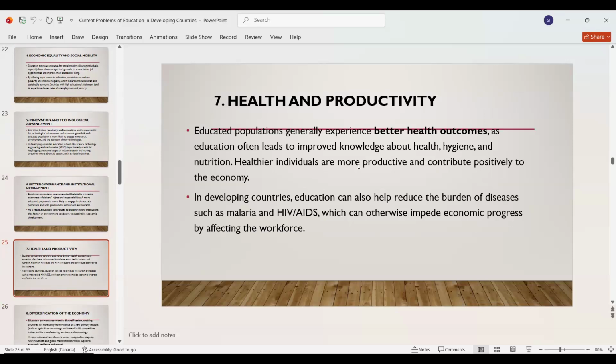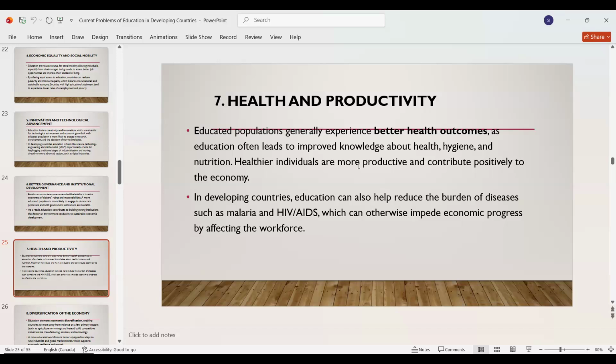Health and productivity. Educated populations generally experience better health outcomes, as education often leads to improved knowledge about health, hygiene, and nutrition. So without health, right, how can we be a productive person? A sick person can't do anything, can't even learn and do work, right? So health and productivity are correlated.